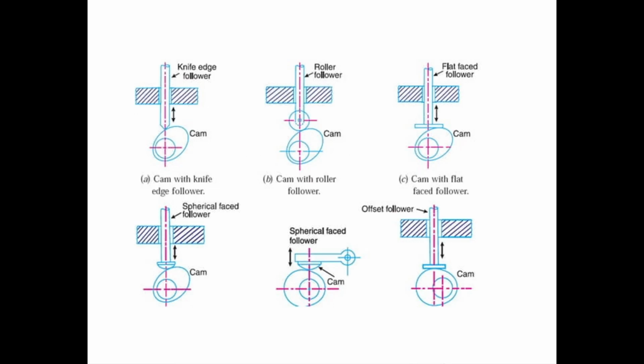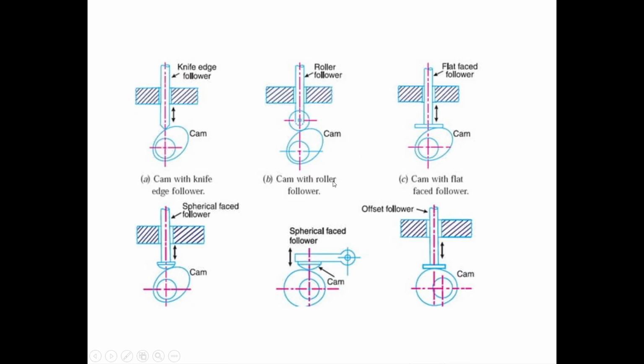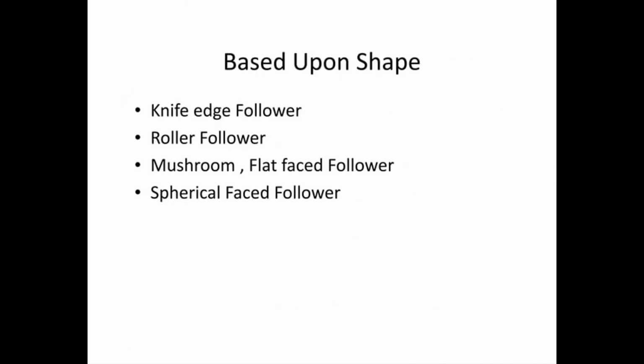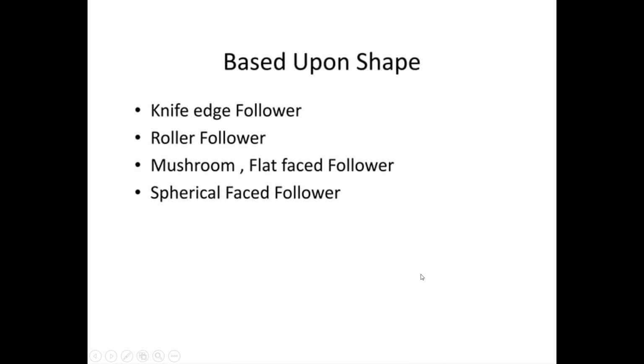Next, the roller follower. In the roller follower, the contacting end is a roller. Next is the flat faced follower: when the contacting end is perfectly flat faced, it is called a flat faced follower. Next is the spherical faced follower, where the follower is of a spherical shape at the contact area. In that also we have different models. So these are the various types of followers based on shape.